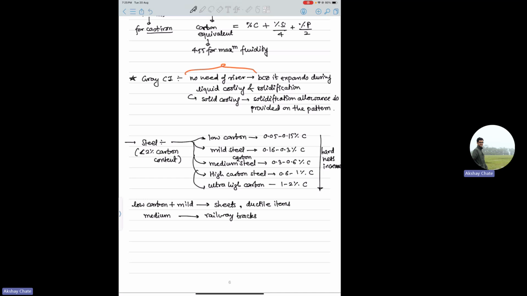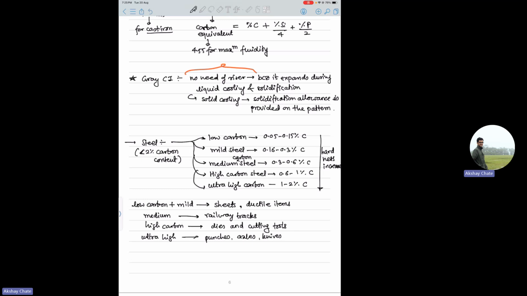Okay. And this high carbon steel, they are used in dies and cutting tools because they are hard. Okay. And ultra high, they are used in applications like punches, axles, knives, etc. So even harder, and you need abrasive surface, more abrasive surface, then they are used.